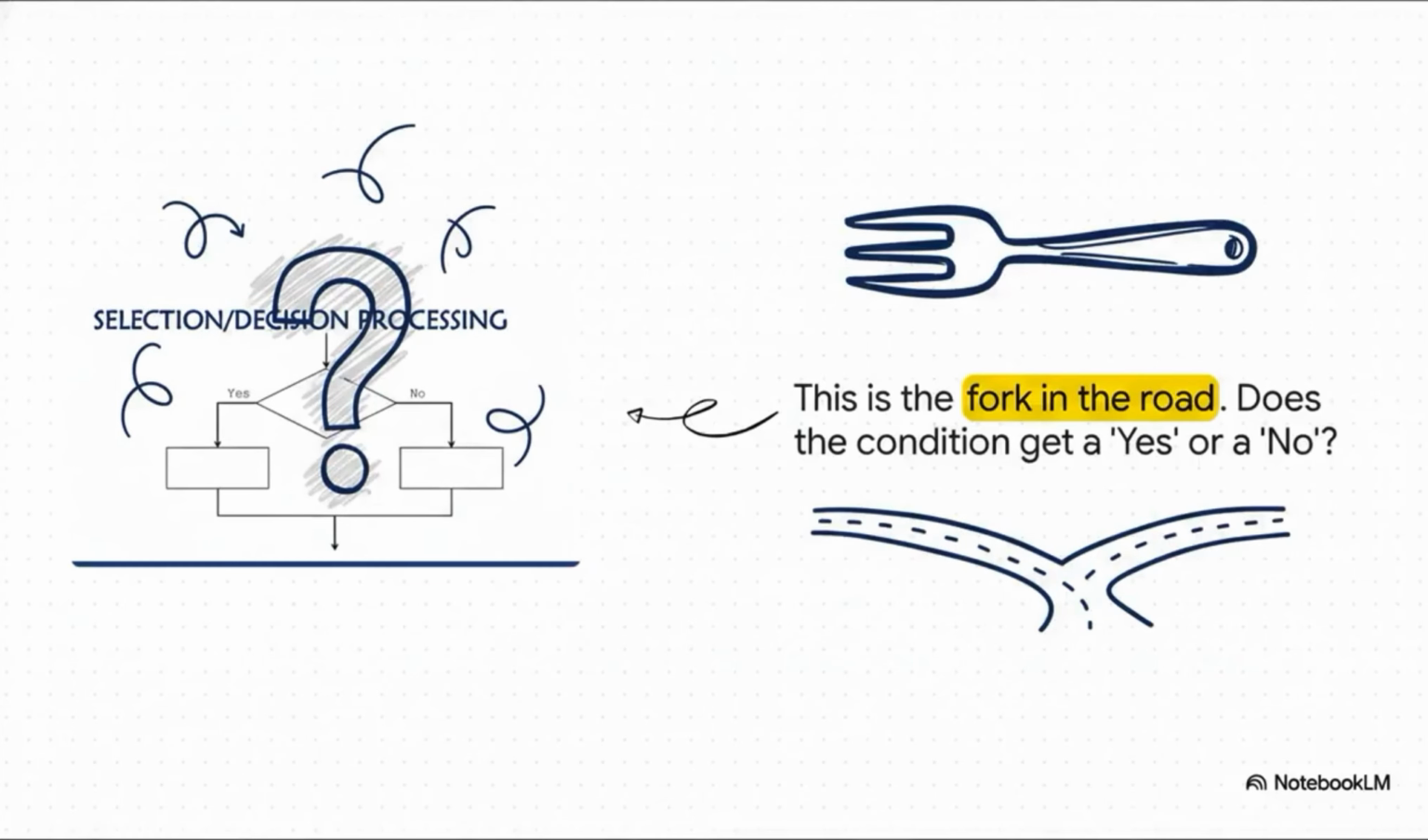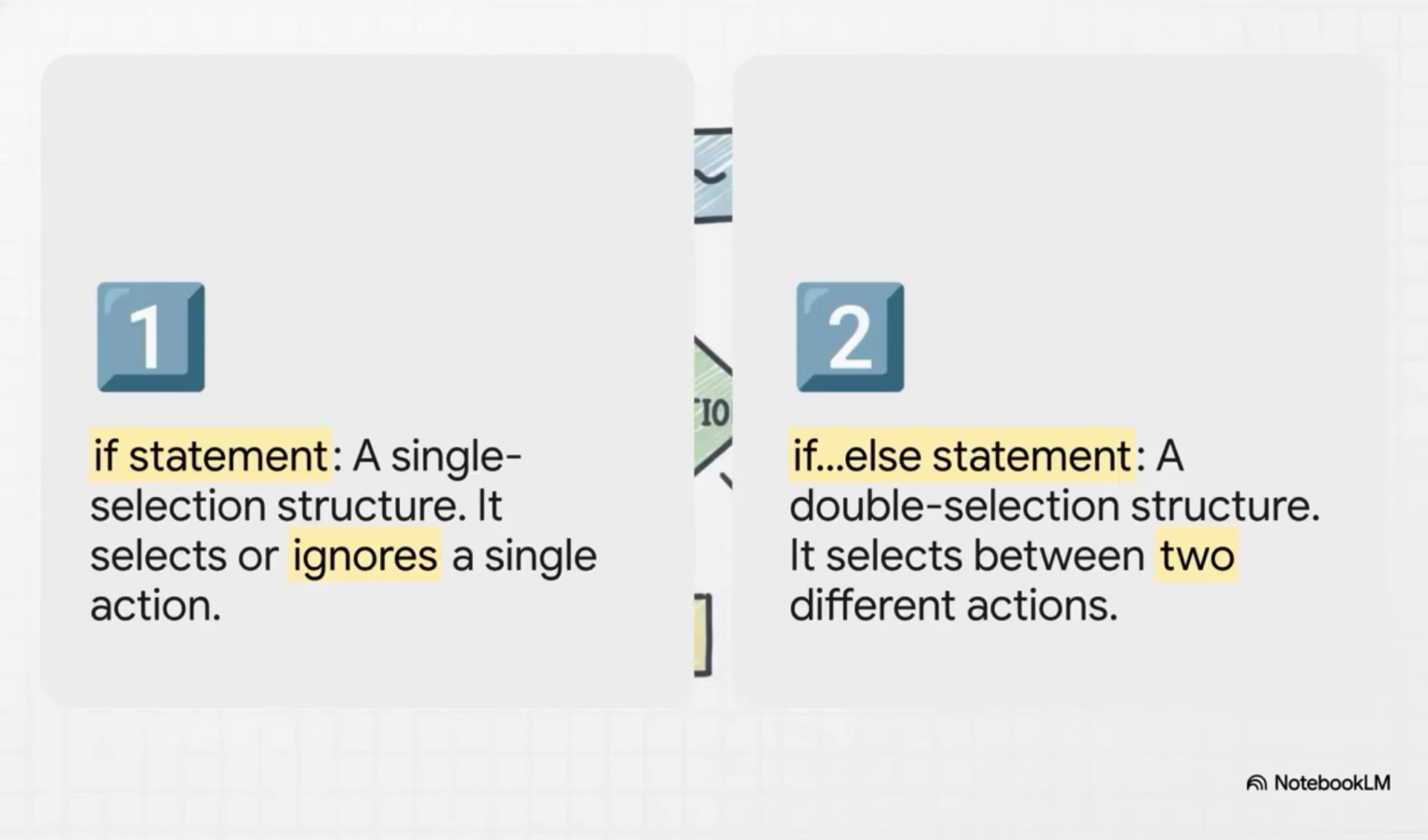So at the very heart of this is a decision point, almost like a little gatekeeper asking a question. Is this condition true or false? Is the answer yes or no? And depending on that answer, the program flows down one of 2 different branches. It is literally a fork in the road for the code. And programmers have a couple of main tools for this.